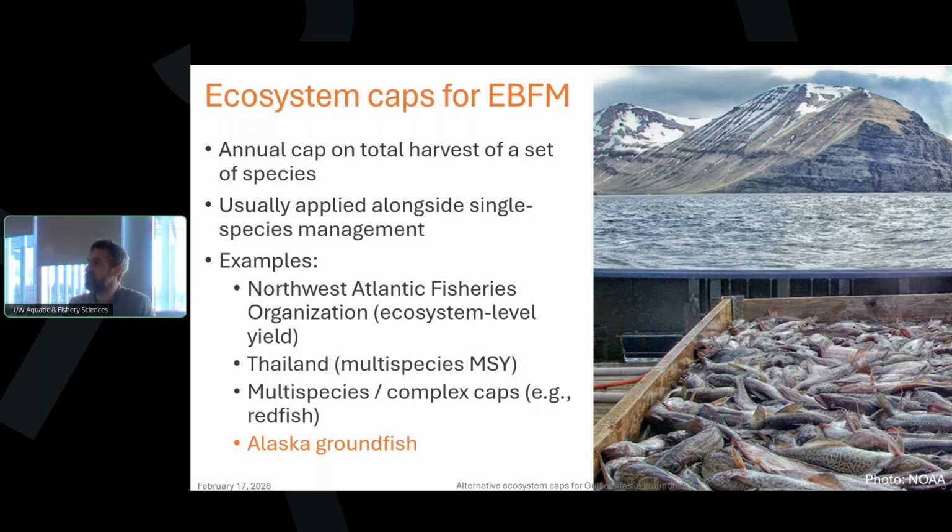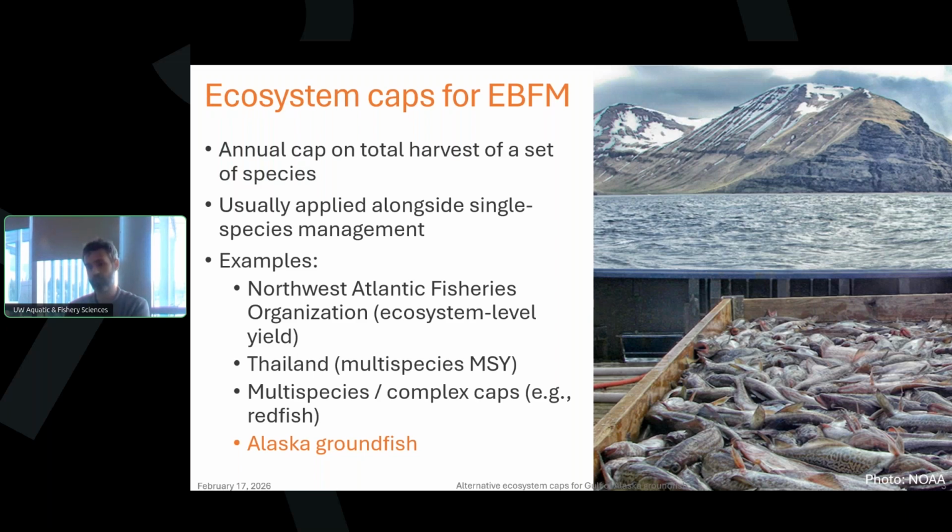So to start, what are ecosystem caps for those that are less familiar? By ecosystem cap, at least today, I'm going to mean an annual cap on total harvest of a set of species. There are a few examples in a couple of systems of ecosystem caps, or something that could be called an ecosystem cap. And I'll touch on those. Typically, these are applied alongside single species management. So these are not intended to be substitutive of stock assessments and single species management, or at least that's not how they're used for the most part.